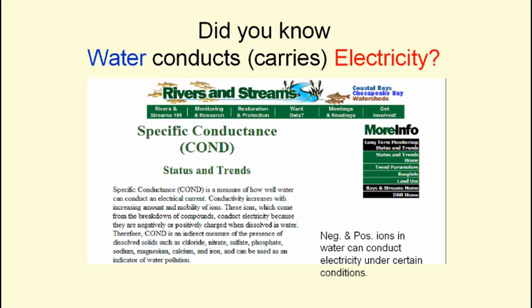And did you know that water conducts electricity? Now this is from the state of Maryland, but all states conduct this test. It's called specific conductance, and it's the measurement of how well water can conduct an electrical current. It's measuring negative and positive ions in the water. And positive and negative ions come from dissolved solids such as chloride, nitrate, sulfate, phosphate, sodium, magnesium, calcium, and iron, and can be used as an indicator for water pollution. In our case, though, the higher the specific conductance, the more positive and negative ions, the greater the electrical current that can be generated in an aquifer under the right conditions.